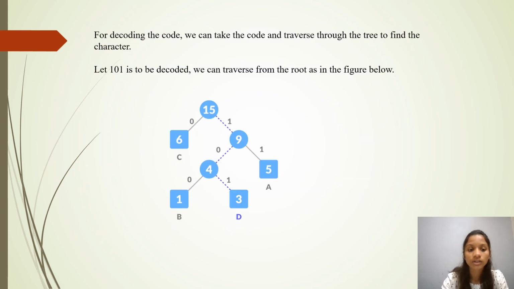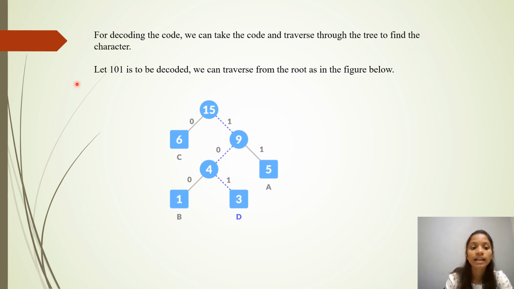Now next, decoding the code. We can also decode the code. If someone asks to decode 101, according to our tree we have to check where 101 is present. See whether it is present here, no. Whether it is present here, no. Then we check 100. So B is not the character. Now 101. Hence we obtained the given question.